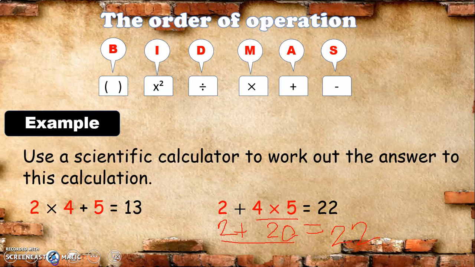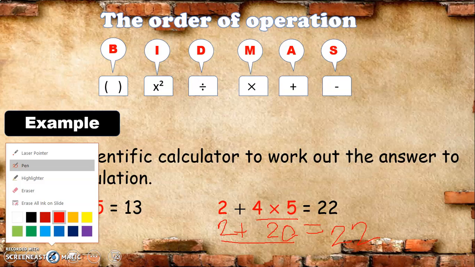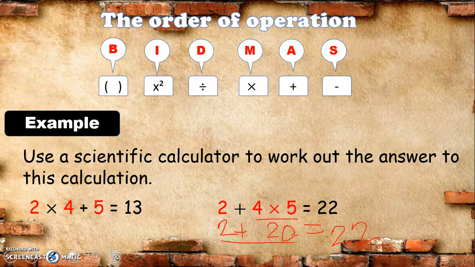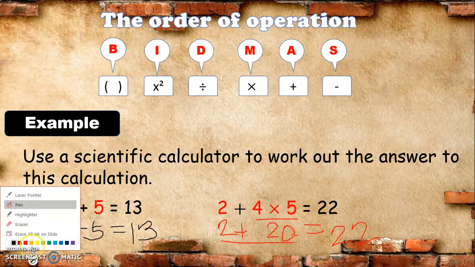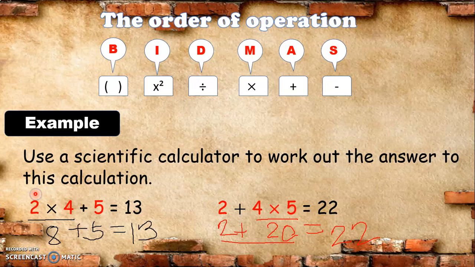Next, I will go back to this one. So 2 times 4 is equal to 8, and then add the 5. So the answer will be like this. The same thing like what I told you, if you use the scientific calculator, it will give you the same answer. But if you calculate it manually by yourself, you must use BIDMAS in order to get the correct answer.